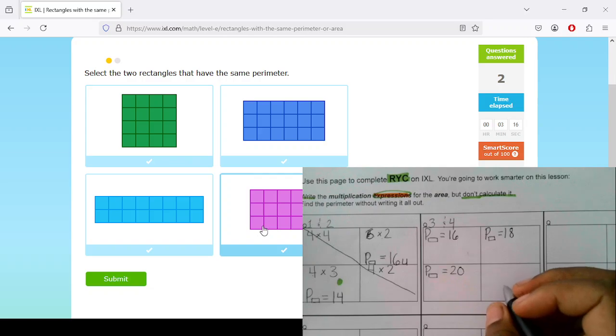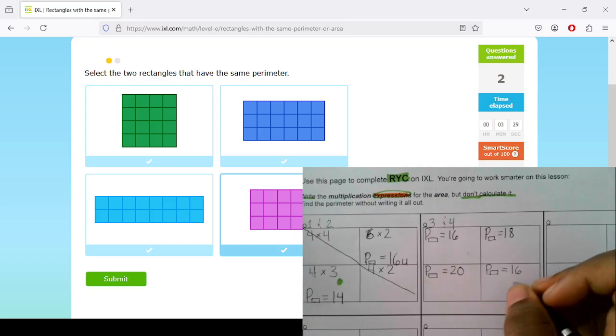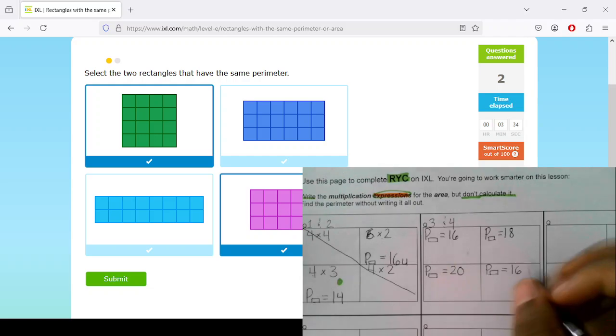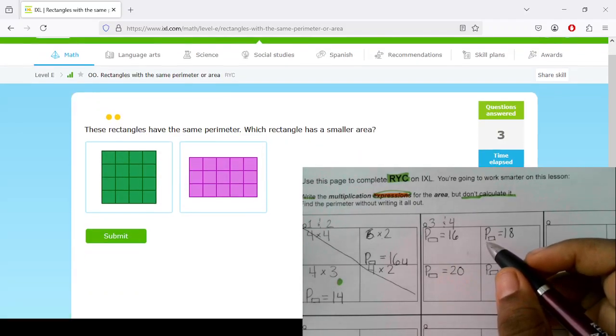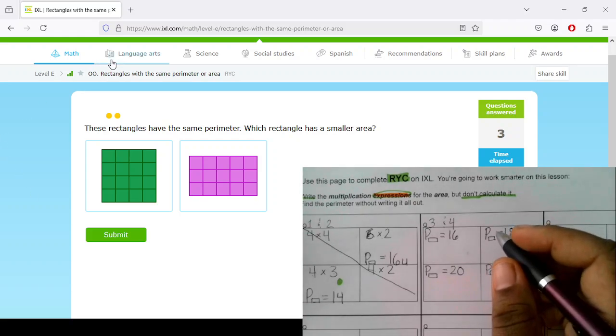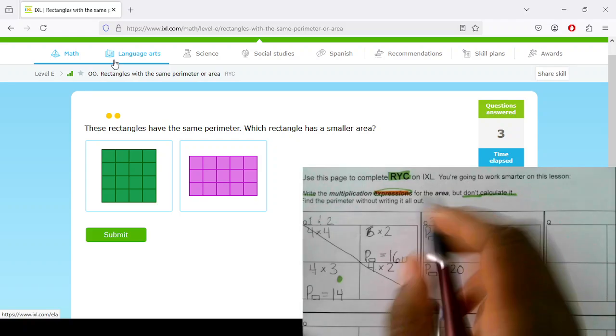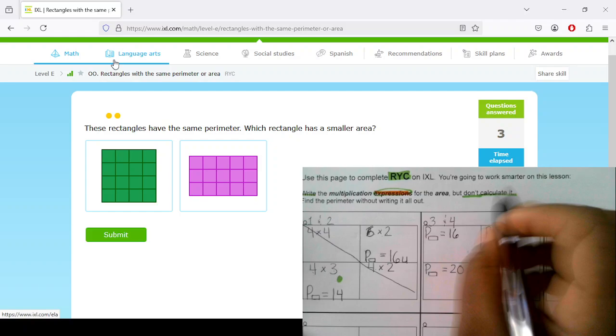And then here I have a perimeter. Let's see, the height is 3 and the width is 5. 3 plus 5 is 8. 8 plus 8 is 16. So the green and the pink have a perimeter of 16. They have the same perimeter. Which rectangle has a smaller area? So I need to find the area. And I'm just going to write the multiplication expression for area, but I'm not going to write it all out. But I'm not going to calculate it.